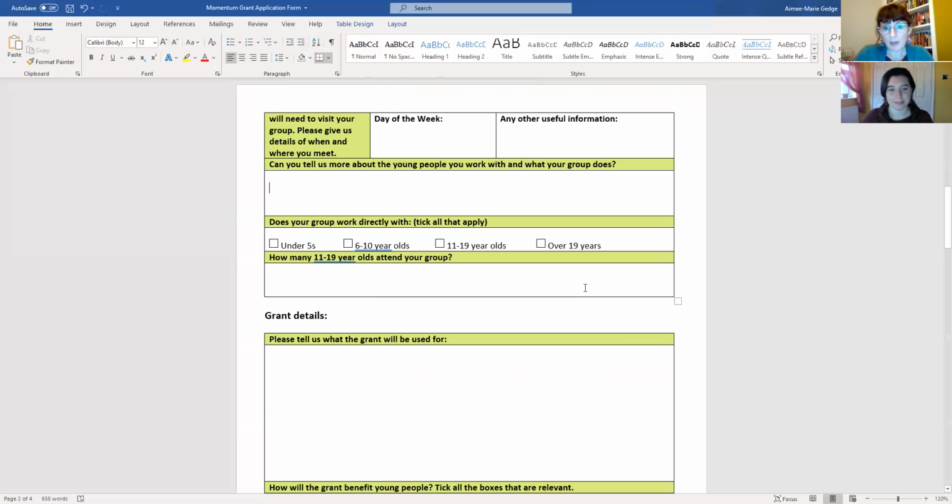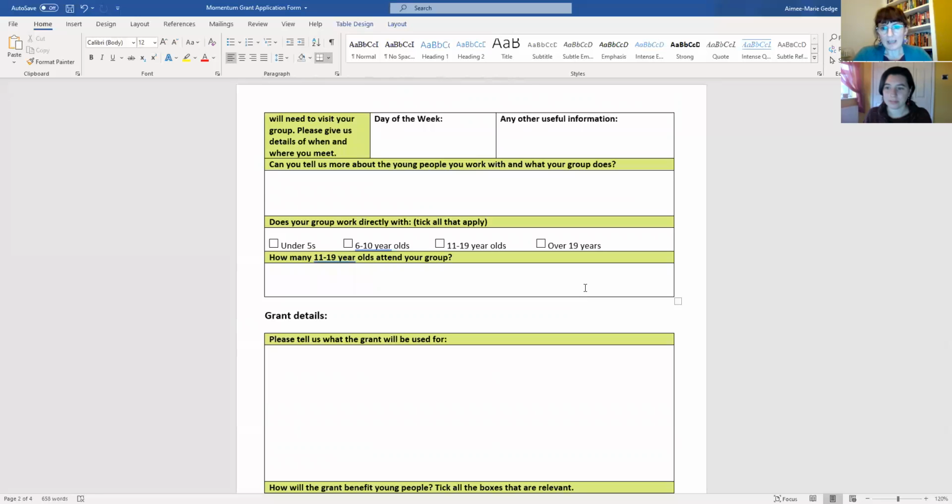Yeah, and you might be working with over 19-year-olds as well. We have some groups that work with young people who are in their 20s, and that's okay. So what if we're imagining that this was a brand new group applying for a startup grant? They're not going to know how many young people are going to attend. So how might they fill out this box?